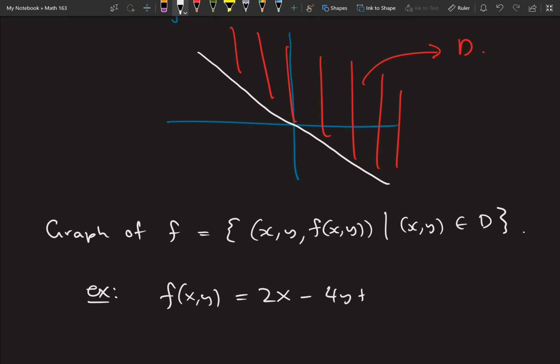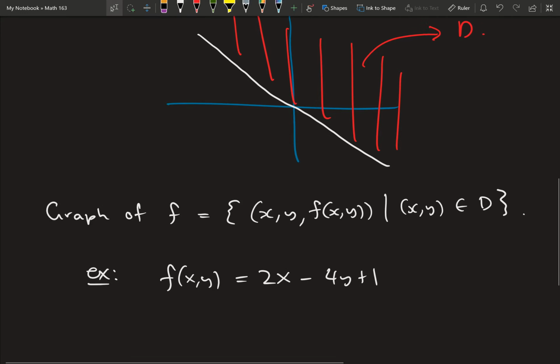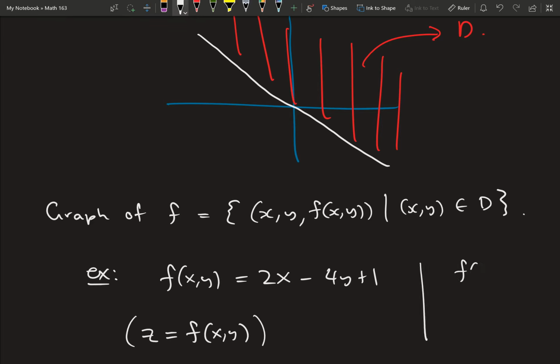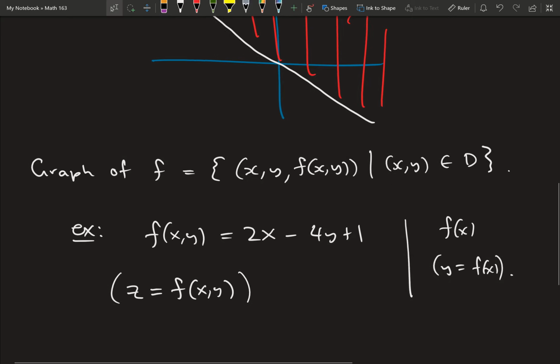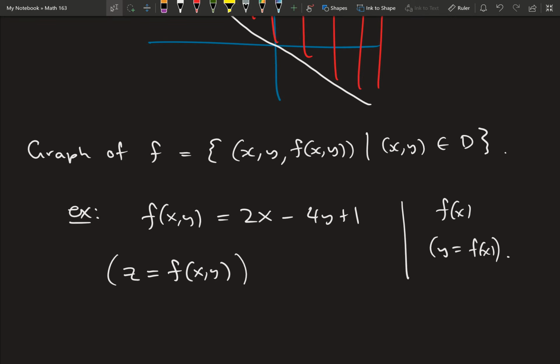f of xy equals 2x minus 4y plus 1. And by the way, we can always think of these as functions in the form z is equal to f of xy. So when we say f of xy, we're essentially referring to the z value. Just like in one dimension, if you have f of x, you're essentially saying y equals f of x. So the analog is, if you have a function f of xy, it's z equals f of xy.